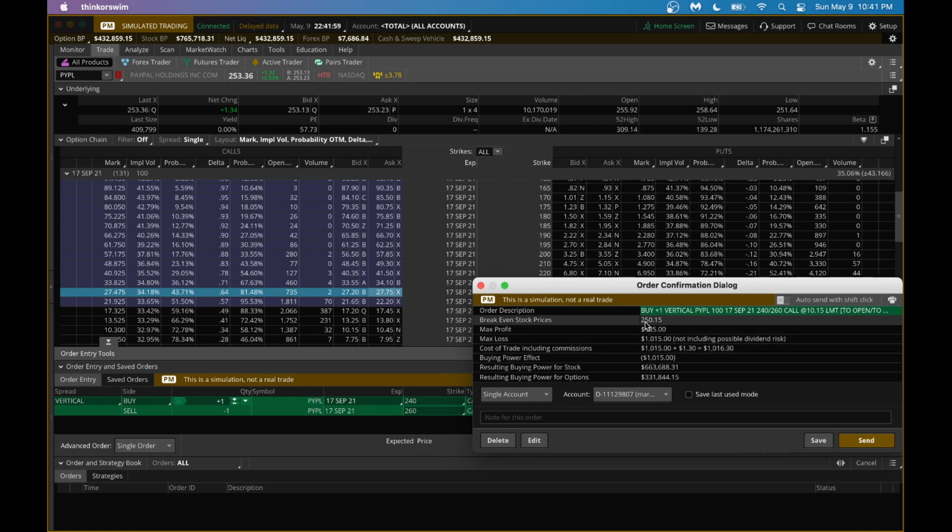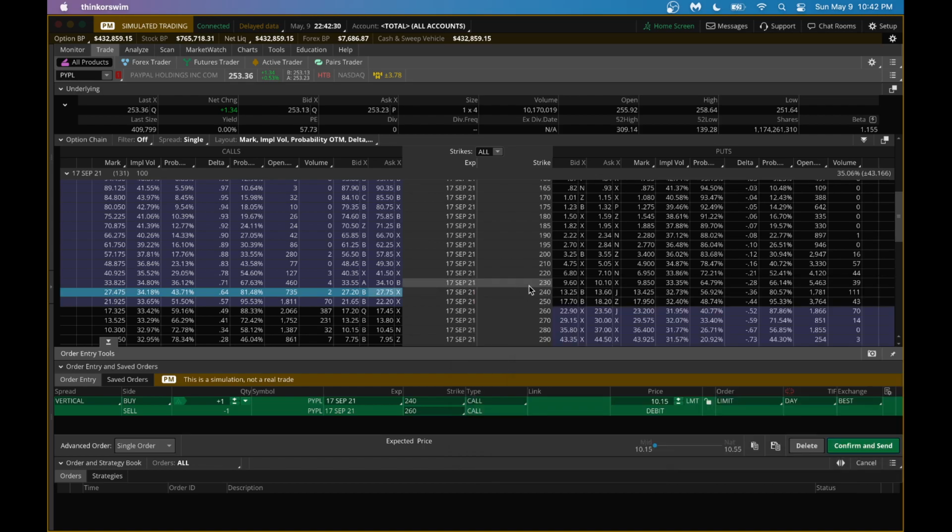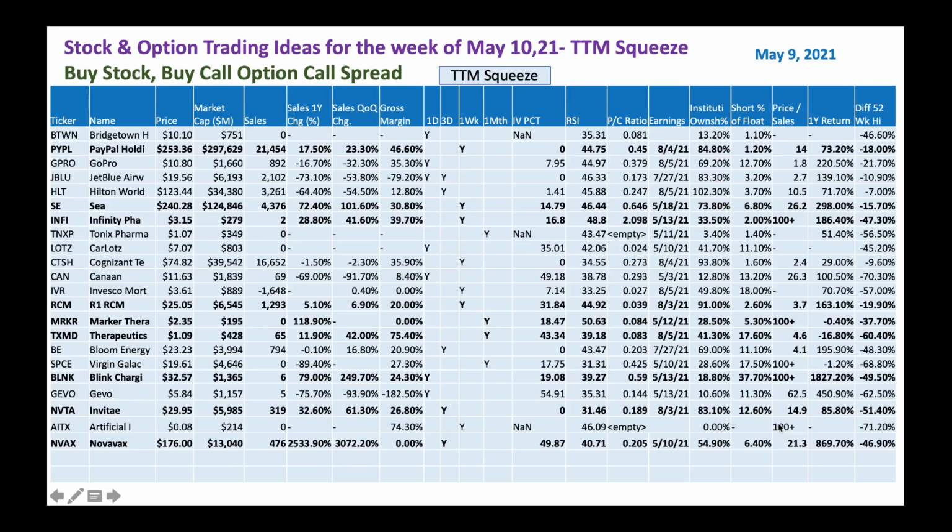So it's again a conservative play, and your buying power effect is 1050. That's what you're paying for this. You're paying 1015 to make 985. So this is a conservative play. It's almost doubling your money, but it's a wider spread. You're paying a little more for the spread. So depending on what you want to do, you could do this also, or you could do the other two spreads that I talked about. So with that, I think we'll go to the next strategy.